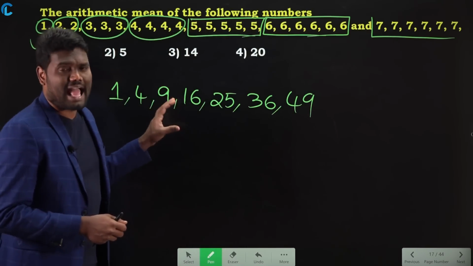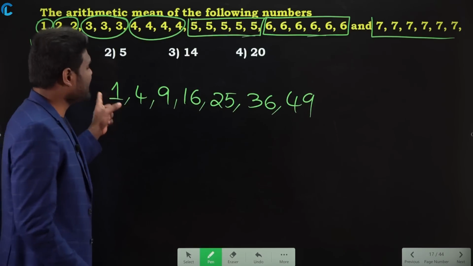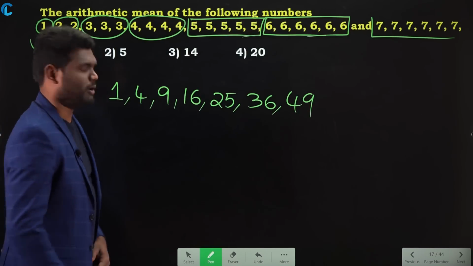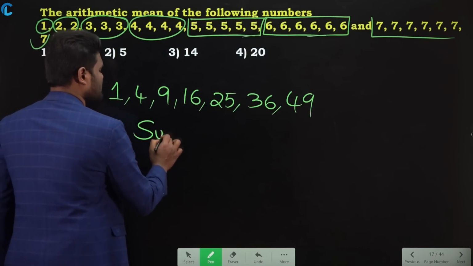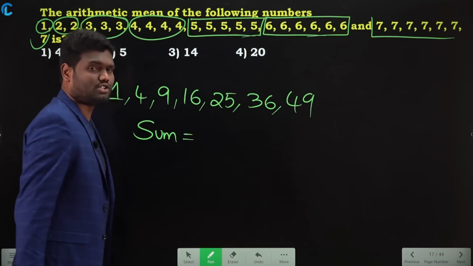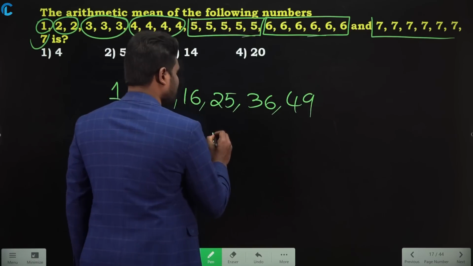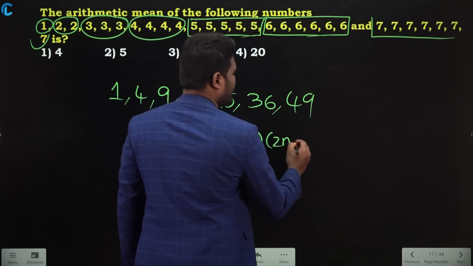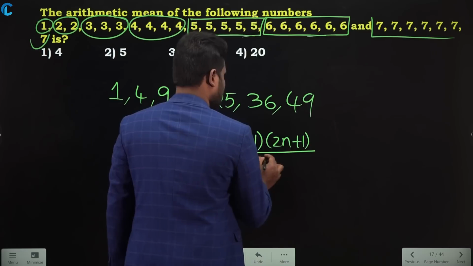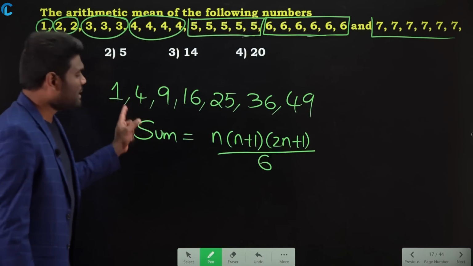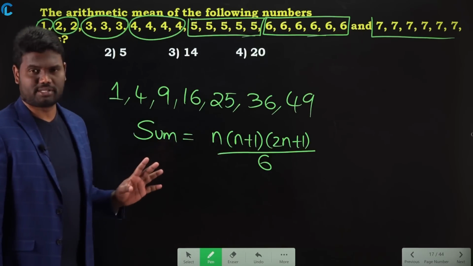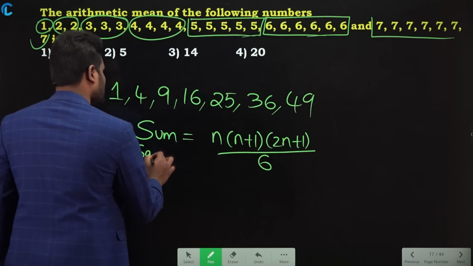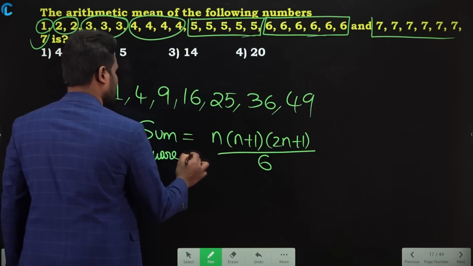If I need to calculate the average for these numbers, now these are like squares, yes or no. For sum of squares, I have told you the formula. Sum of squares of n natural numbers. What is the formula? The formula is nothing but n into n plus 1 into 2n plus 1 by 6. This is the formula for sum of squares of n natural numbers. Yes or no?